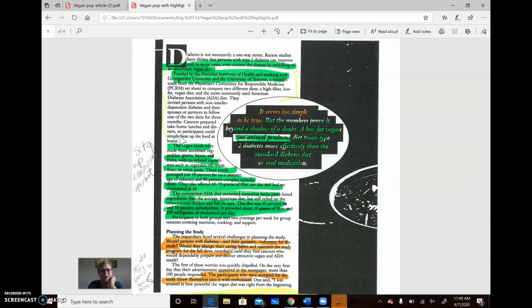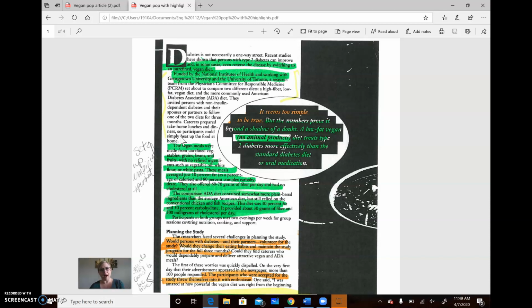I do think there are a couple of weird things, and we'll talk about this more later. It also says they worked with a research team in the Physicians Committee for Responsible Medicine. That already starts to make me question their credibility, because I know who everybody else is, but I don't know who these people are. We'll talk a little more about that.